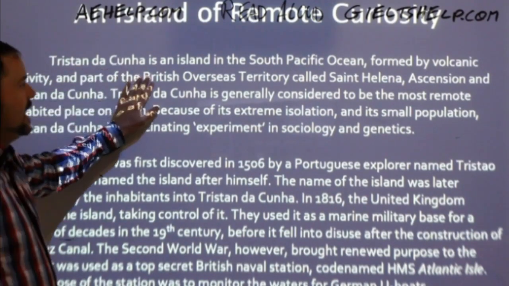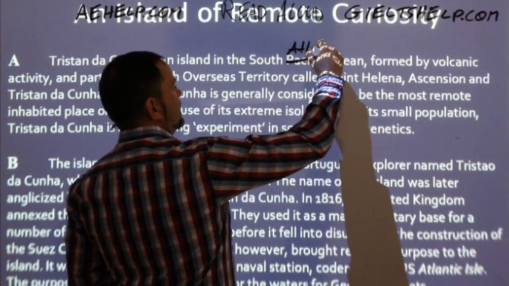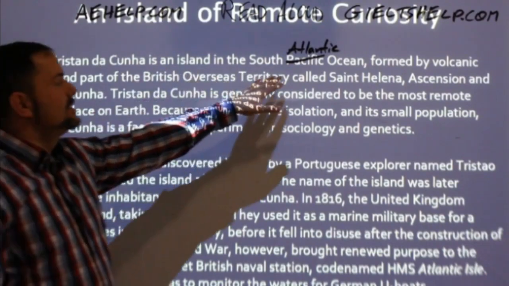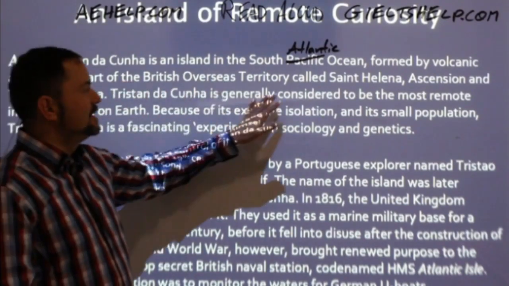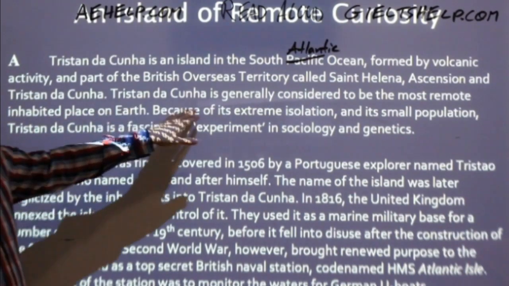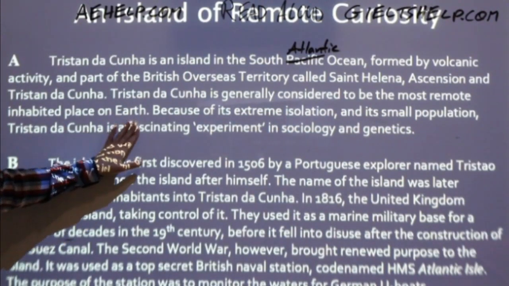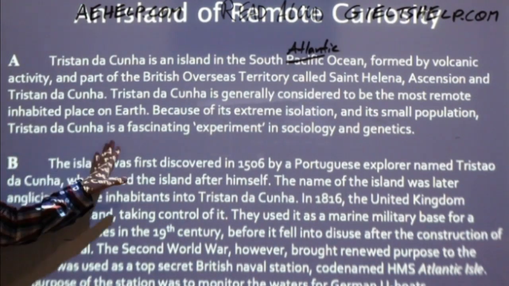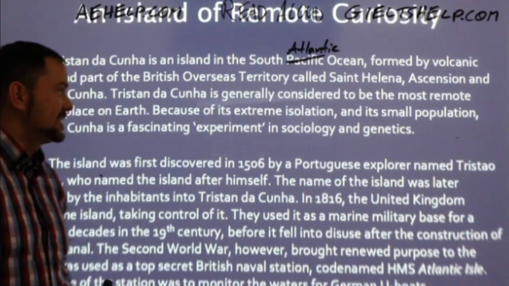Tristan da Cunha is an island in the South Pacific Ocean. This should be corrected. It's actually the South Atlantic Ocean. So let's do that one more time. Tristan da Cunha is an island in the South Atlantic Ocean formed by volcanic activity and part of the British Overseas Territory called St. Helena, Ascension, and Tristan da Cunha. Tristan da Cunha is generally considered to be the most remotely inhabited place on Earth. Because of its extreme isolation and its small population, Tristan da Cunha is a fascinating experiment in sociology and genetics.